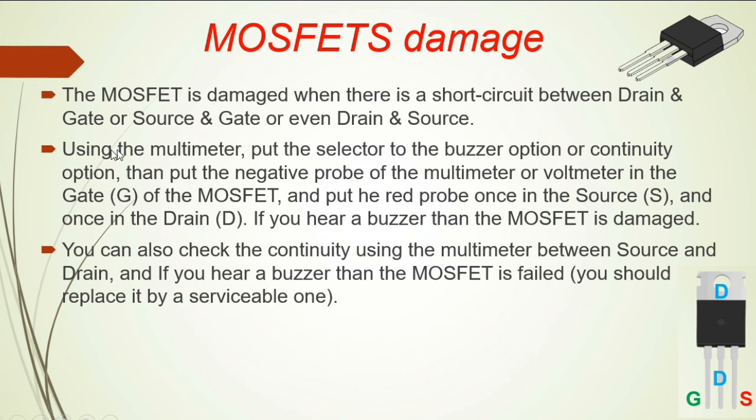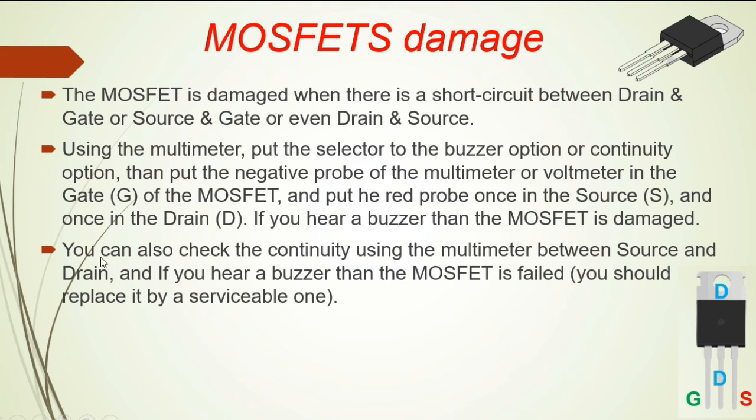Okay, so using the multimeter, put the selector to the buzzer option or continuity option. Then put the negative probe of the multimeter in the gate. So you have to put the negative probe here and put the red probe once in the source S and once in the drain D. If you hear a buzzer, then the MOSFET is damaged.